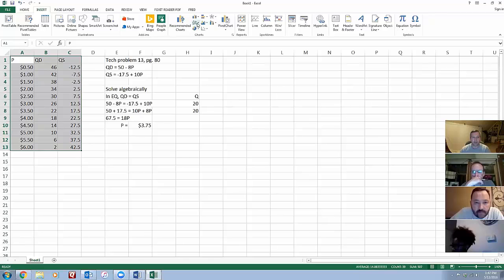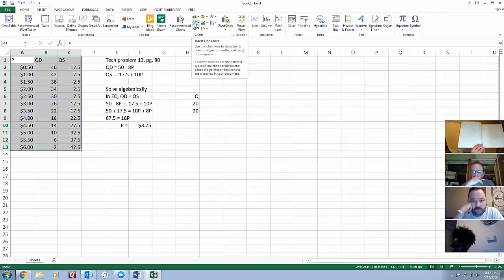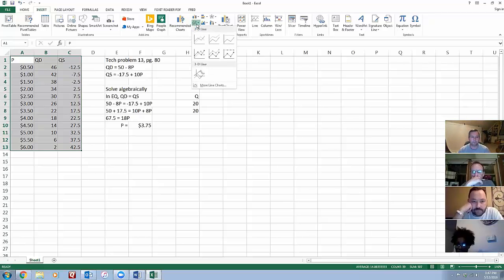And you might think, oh, look at these lines right here. Even if I hover over it, it says insert a line chart. And you go, well, a demand curve is a line. I can see in my picture that it looks like a line. Oh, it looks like line chart. That's going to be exactly what I want.